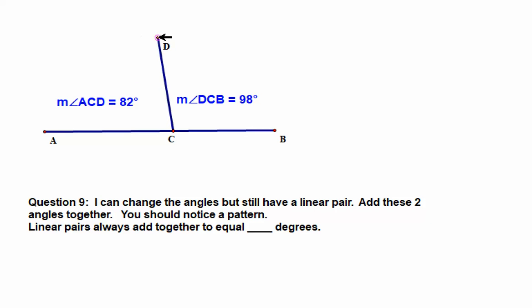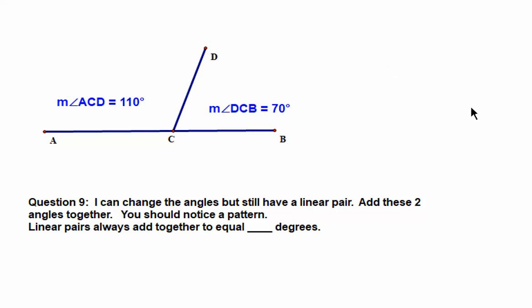In this video, I can change the angles and still have a linear pair. You'll notice that they still form a straight line on the bottom and they're still adjacent to each other. Pay attention as I do this about the sum. Add the new numbers together. You should notice a pattern similar to the last question. In number 9, fill in the blank. Linear pairs always add together to equal blank degrees.